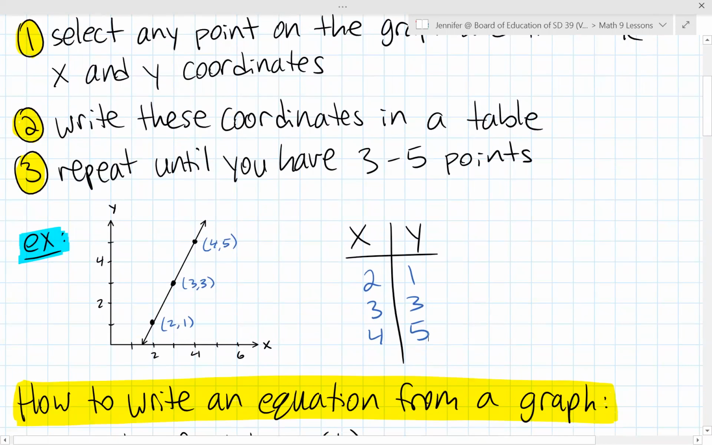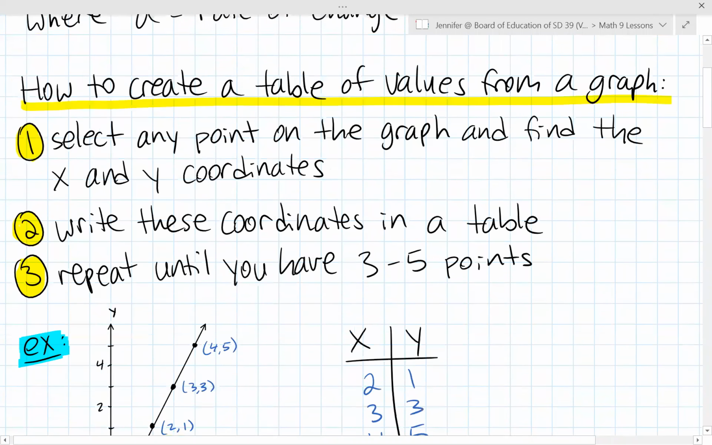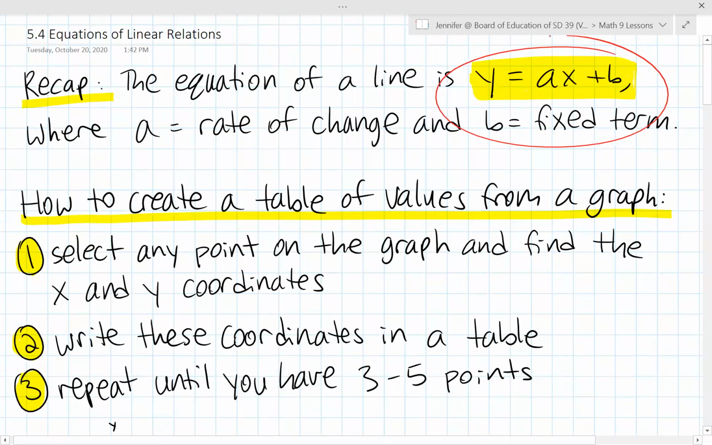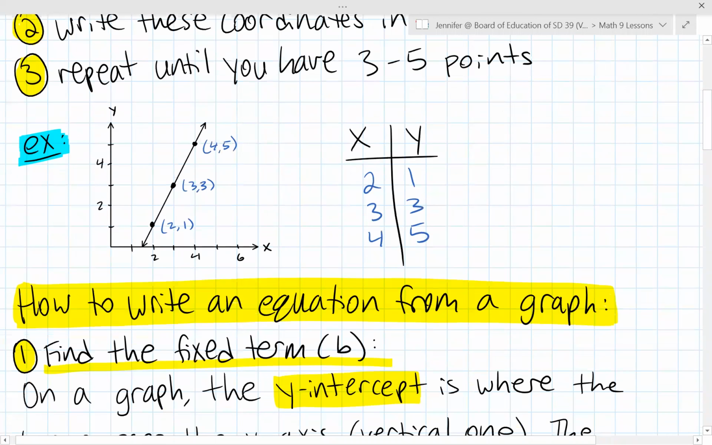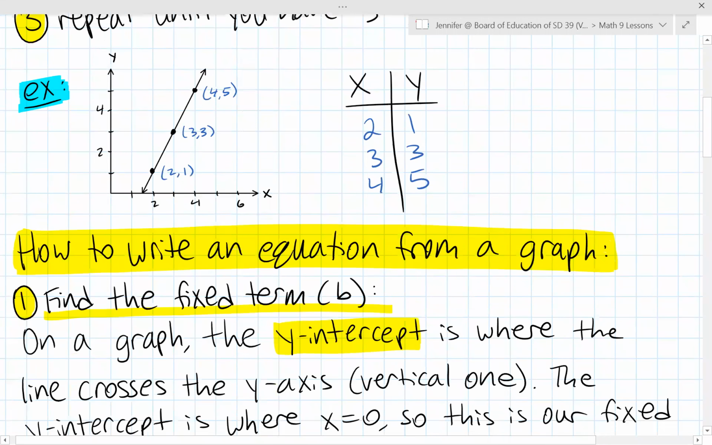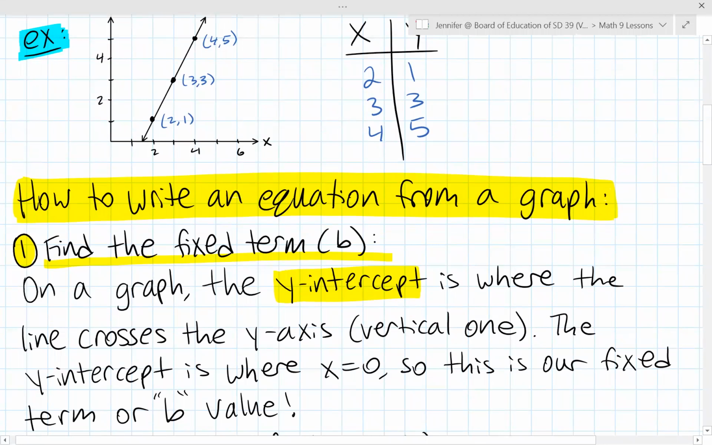A little trickier is to write an equation when you're given a graph. So we know that our equation looks like this, y equals ax plus b. So it makes sense that we need to find our a and we need to find our b so that we can sub them into the equation. So given the graph, first we want to find the fixed term. This is pretty easy to identify because the fixed term is the y-intercept on the graph.